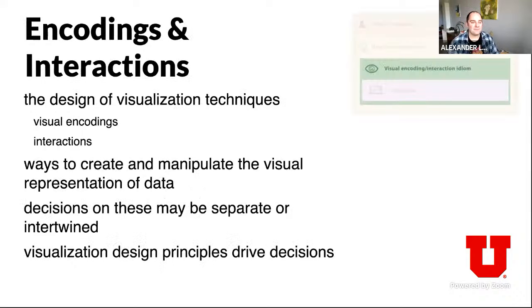And then as a next step, you go into encoding and interaction design. So this is really where the design of the visualization technique happens, where you develop the visual encodings, interactions, and the ways to create and manipulate the visual representations of the data. And of course, decisions on these may be completely separate, or they may be intertwined. And here, the visualization design principles that we talked about in the design lecture or in the visualization alphabet lecture, this knowledge drives these decisions.